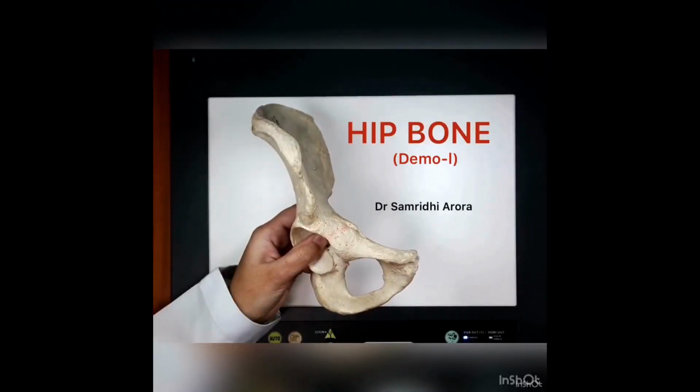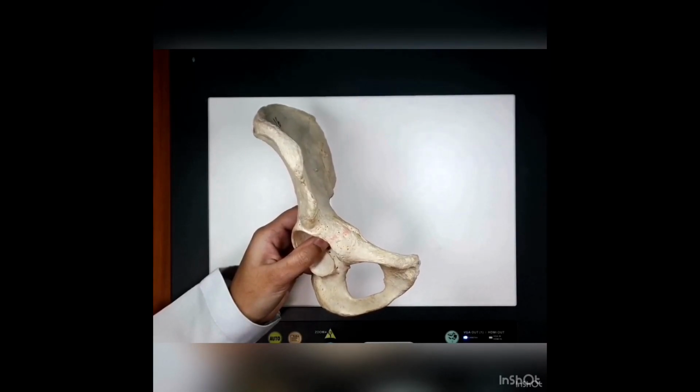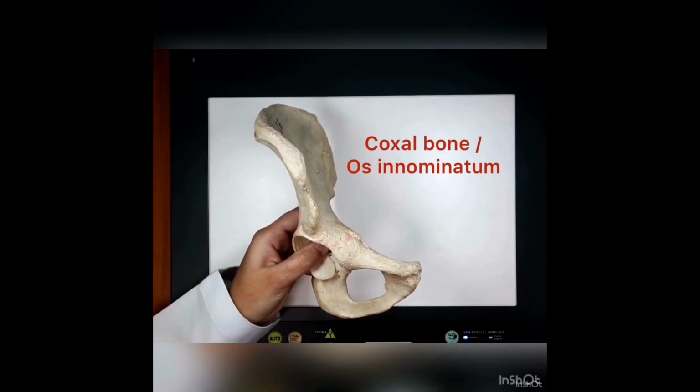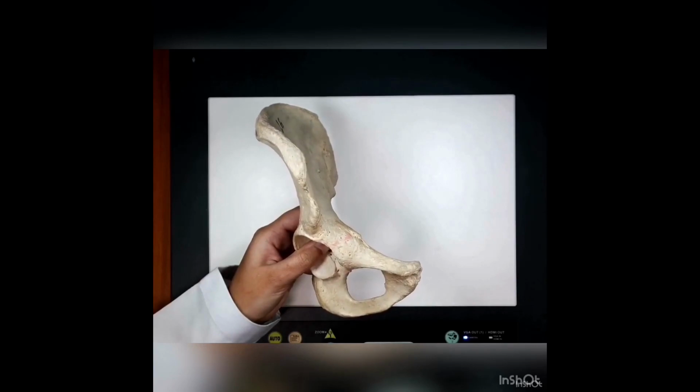Today we'll start with a demonstration of the hip bone. This is the hip bone. It forms a part of the pelvic girdle. This hip bone is an irregular type of bone, and the other names for the hip bone are the coxal bone or os innominatum. The hip bone actually consists of three bones.